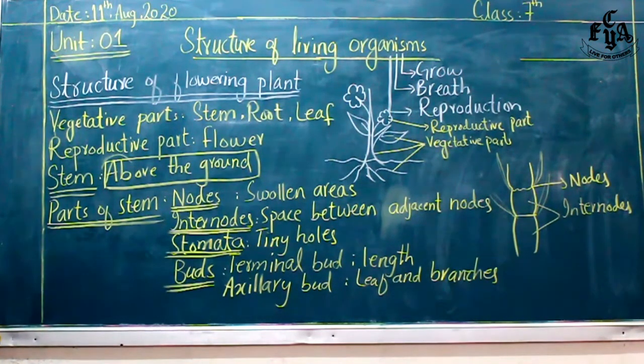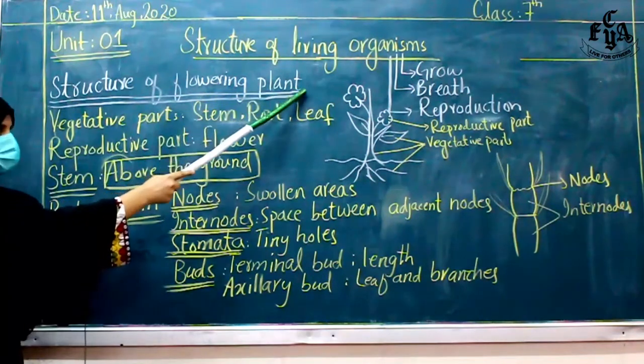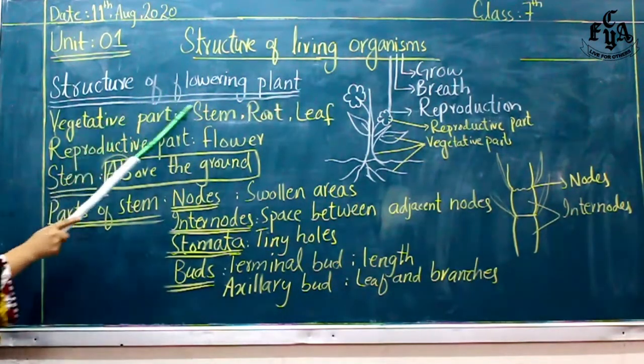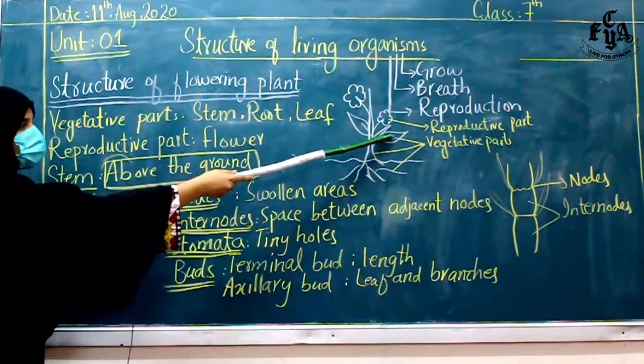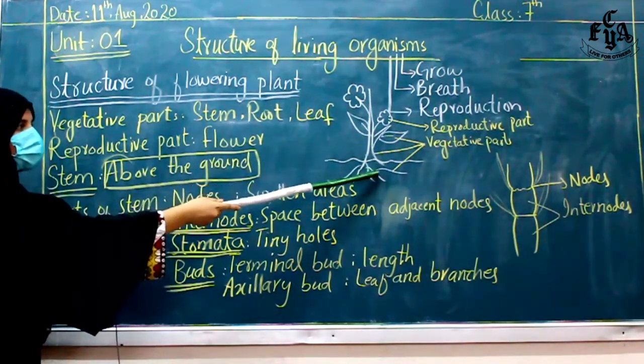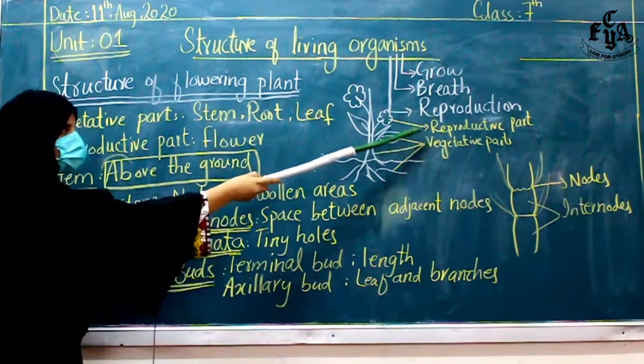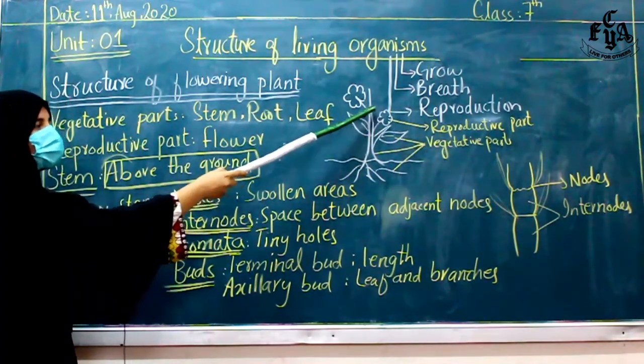Within this chapter we will study the structure of animals and the structure of plants. Starting with the structure of a flowering plant. The body of the flowering plant is divided into two parts, the vegetative part and the reproductive part. The vegetative part is in the form of stem, root and leaf, while the reproductive part is the flower. As you can see in this plant, the leaf, the stem and the root are the vegetative parts, while the reproductive part is only the flower.